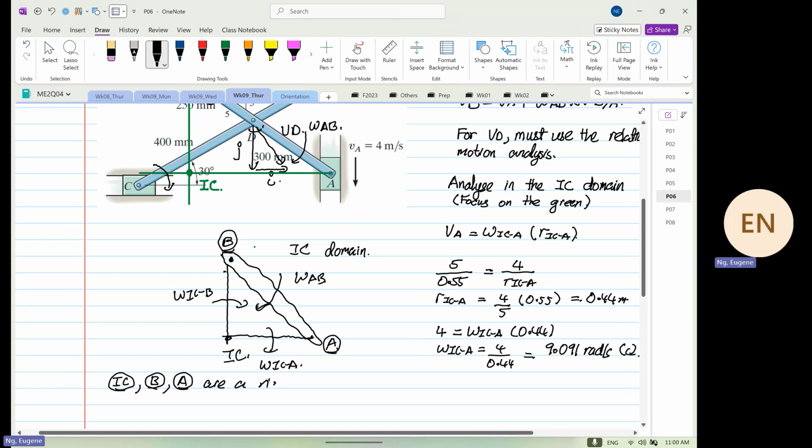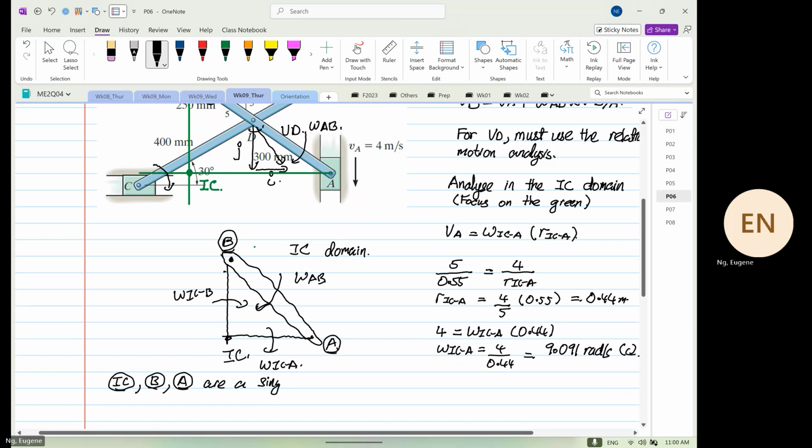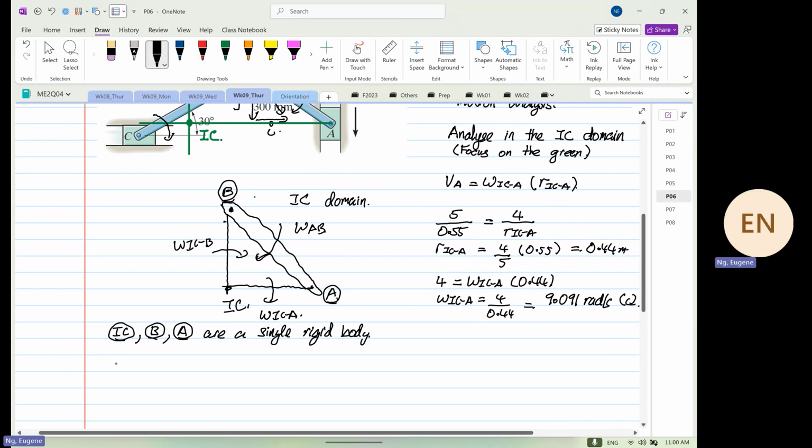Rigid body, are a what? Single rigid body. So therefore, omega ICB is equal to omega ICA and is equal to omega what?